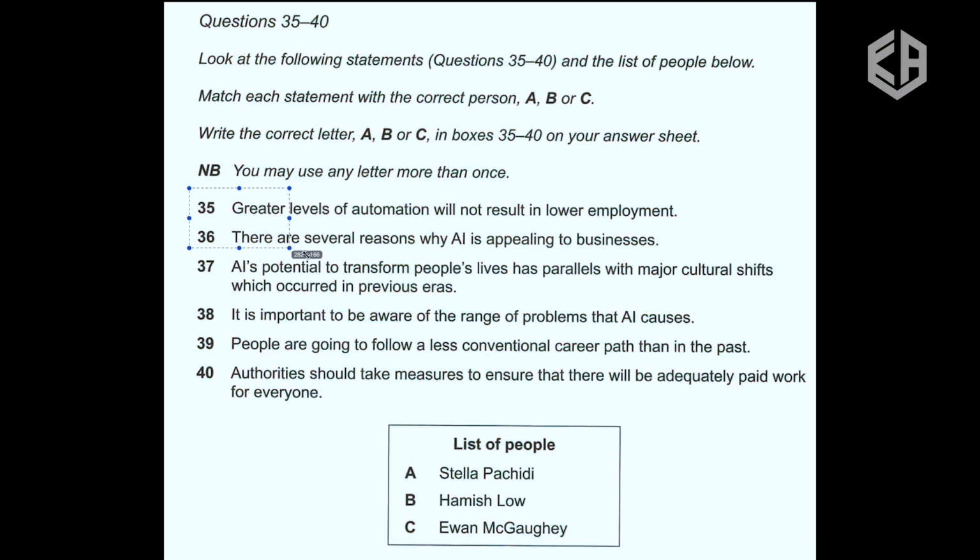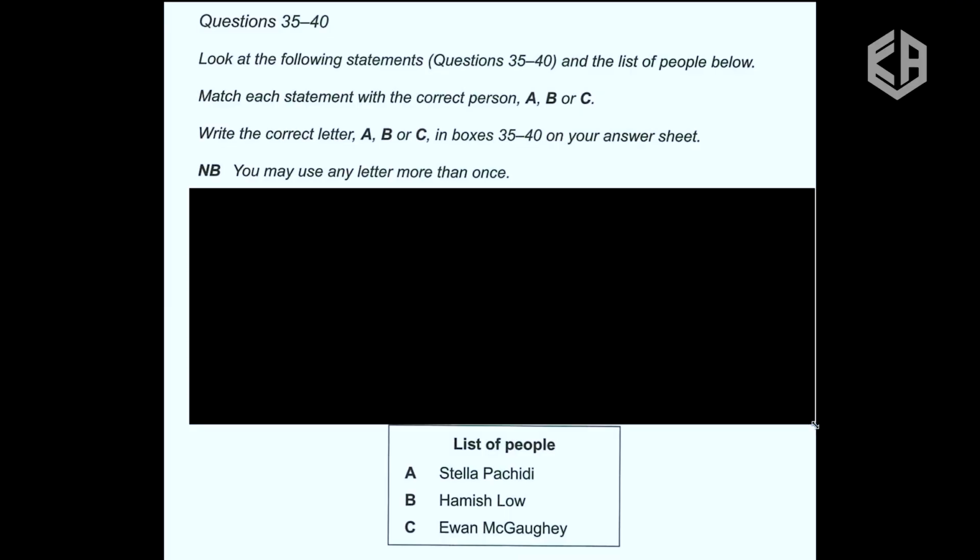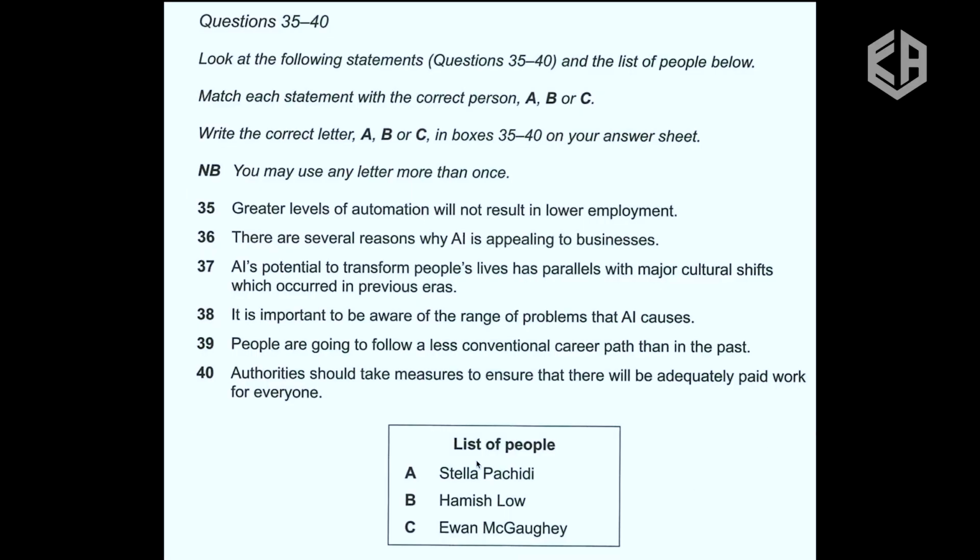Once again, don't pay attention to these comments or statements. Go back to the text. You know where they are. You already read this text a couple of times for previous questions, so you're kind of aware of where the information is. Go read the area related to this person. Then come back, make your choices. Same for B, same for C. And finally, check the ones that you're not sure. As always, make sure you answer all the questions.